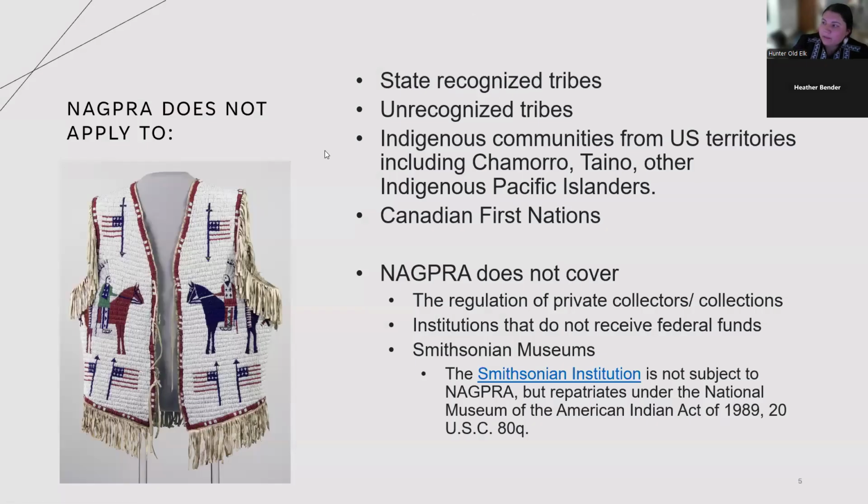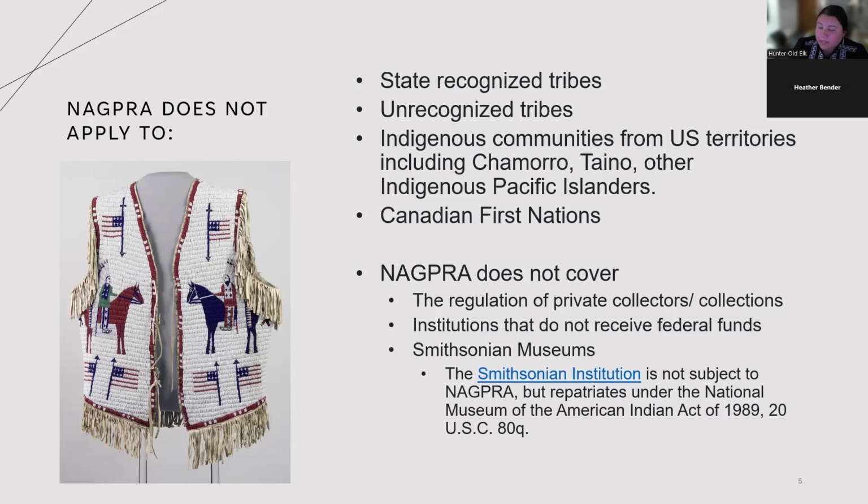So NAGPRA is really clear about who its subject matter is. NAGPRA only applies to organizations that receive federal funds. Those are museums, universities, cultural institutions, and the federal government, right? So we have our federal partners, including those that fall under the Interior, those that are managed by the National Park Service, Bureau of Indian Affairs, Shoshone National Forest, and so on and so forth, so federal agencies.